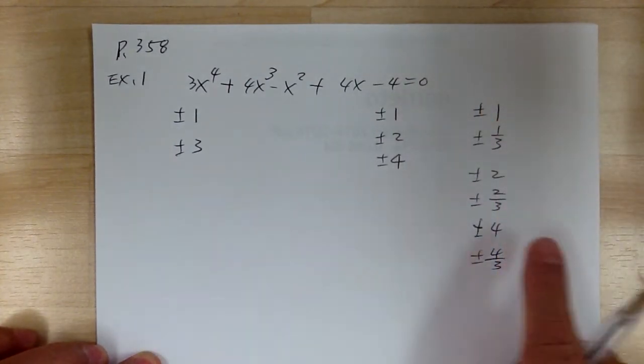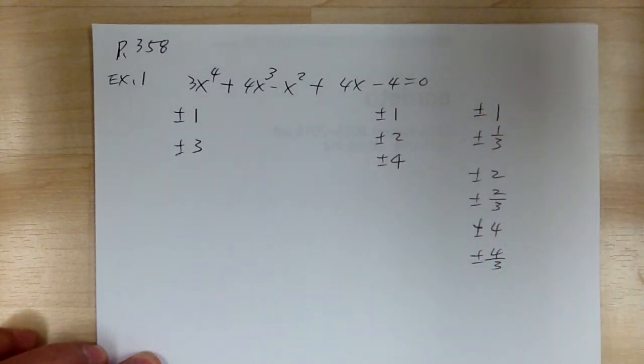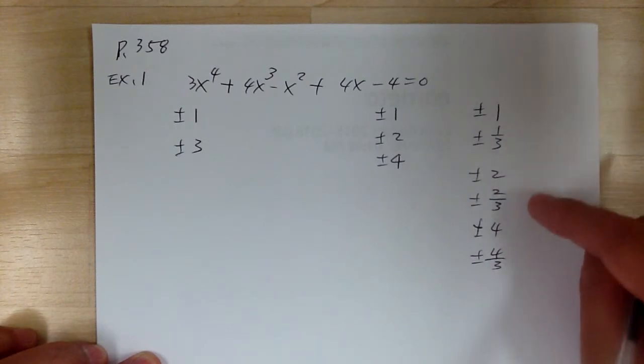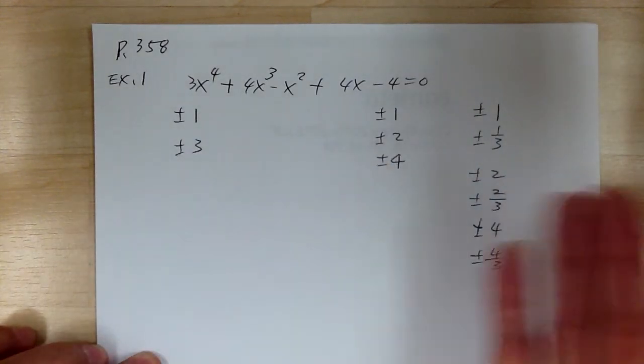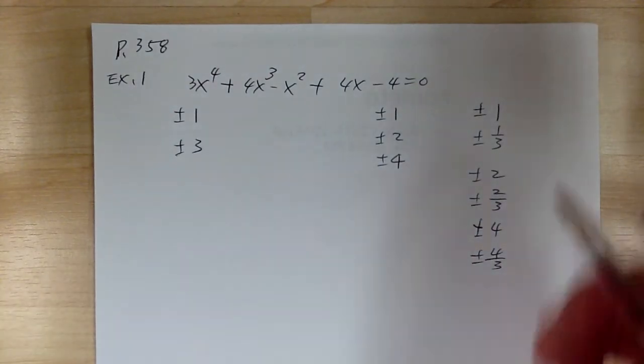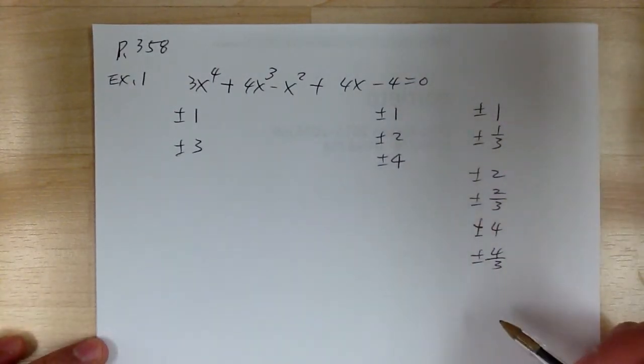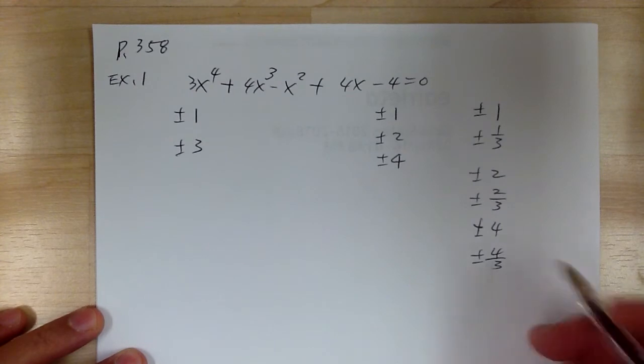So don't try it if it's not on the list. Don't try something like 3. It's not going to work. This will narrow down your list, because without that, you have no clue what number to try. So you only try these numbers over here.